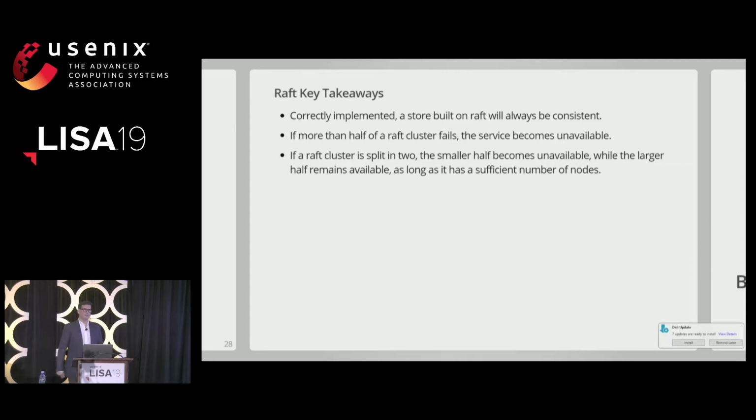So the key takeaways that I think are important for Raft are that if you do it right, the store will always be consistent, which is, depending on your application, hugely important or not important. It's not for all classes of applications. If more than half the cluster fails, the service goes away. And if the cluster is split in 2, the bigger half is the one that still works.